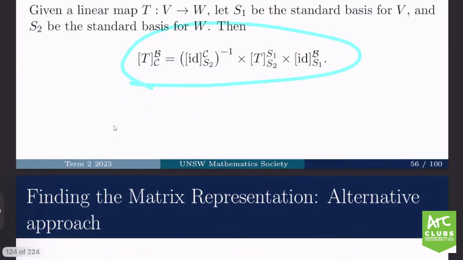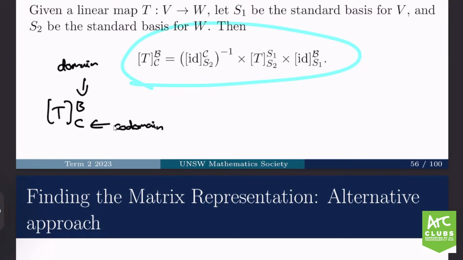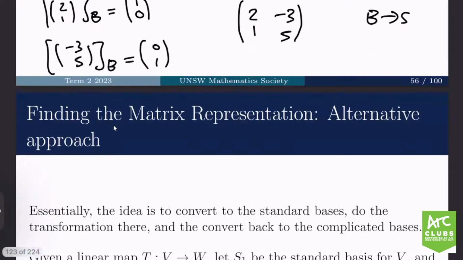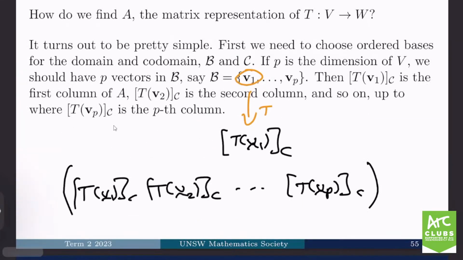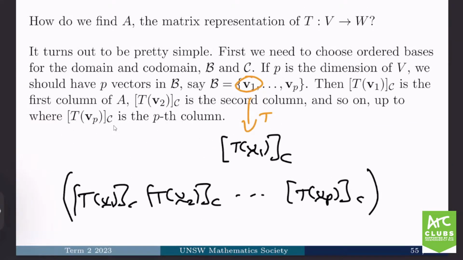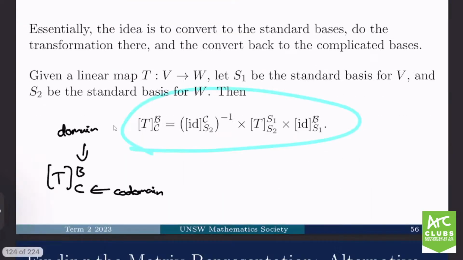And the idea here is that I want to find the matrix of some linear transformation with respect to B in the domain and C in the codomain. Now this will be a very annoying process normally using this previous method that I illustrated, because what we're going to have to do is find a bunch of vectors, find their linear transformation, and then express them in new coordinates with respect to C. Okay? But we can do it this way instead.